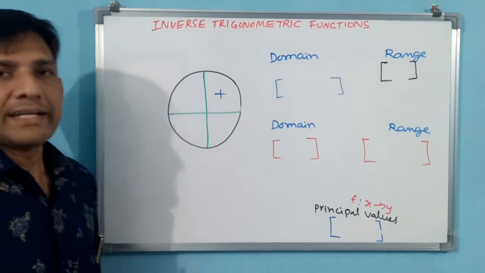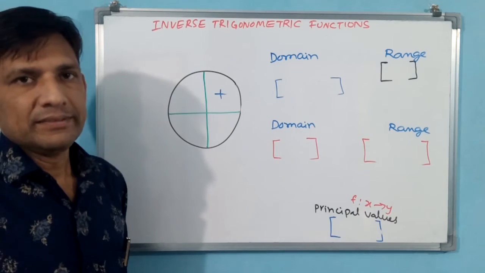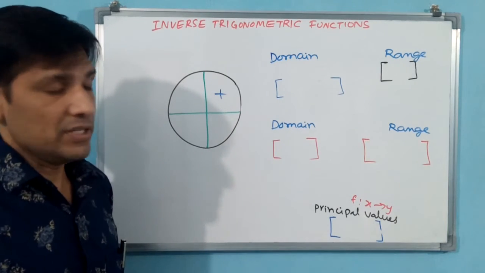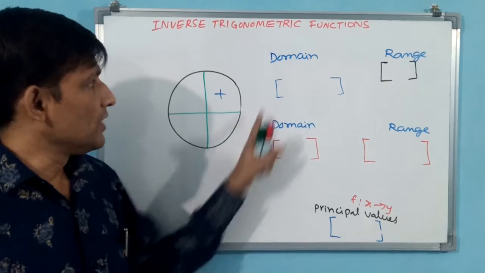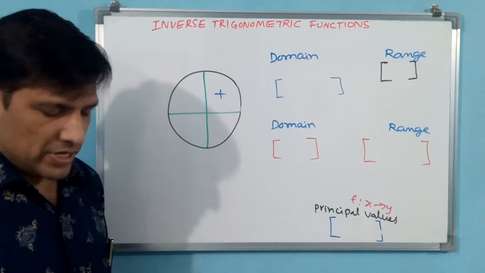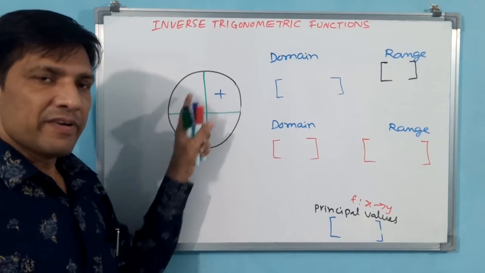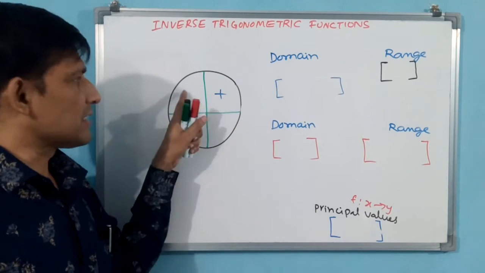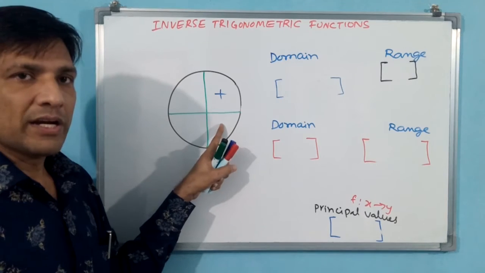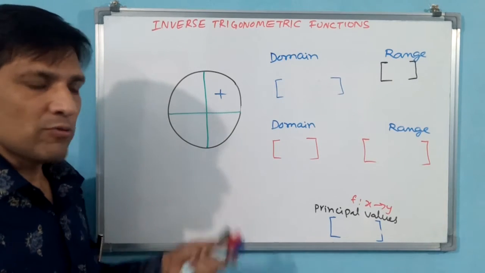Okay, now let us understand cos x, inverse of cos x. Why? Because for cos x, these principal values are going to change. Why? Because each quadrant has different positive values. Here sin is positive, cos is positive here, tan is positive here. That is why we have to change.